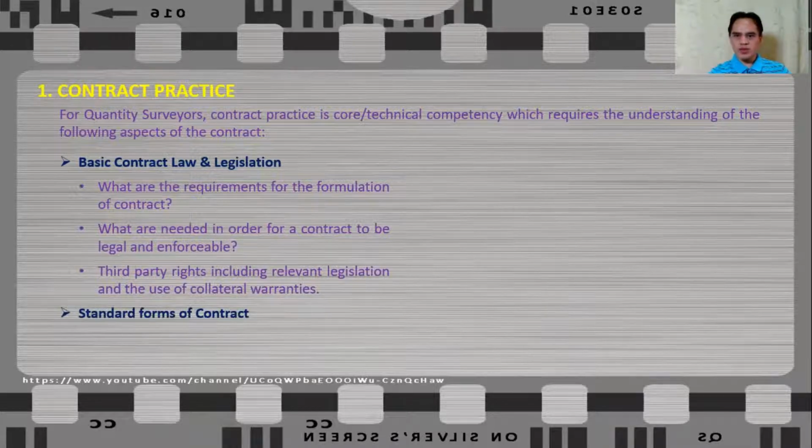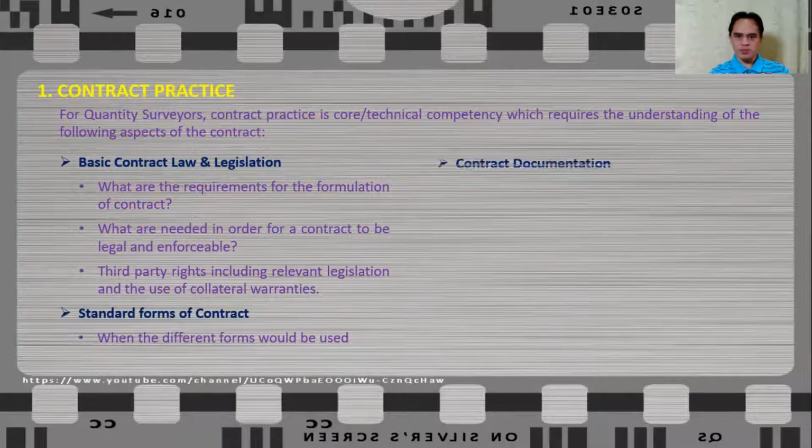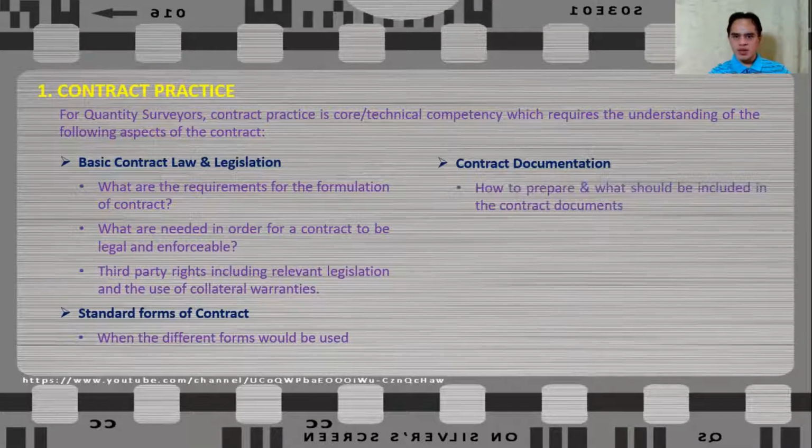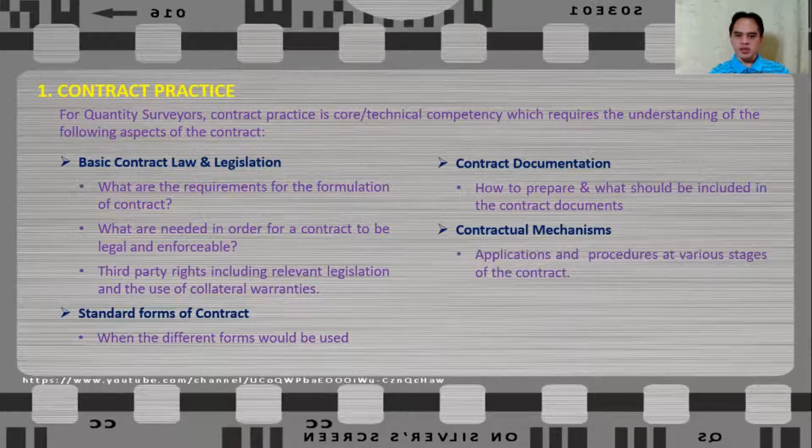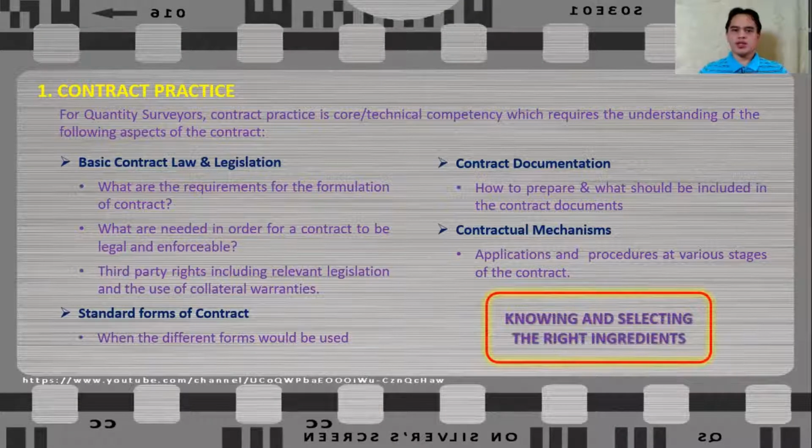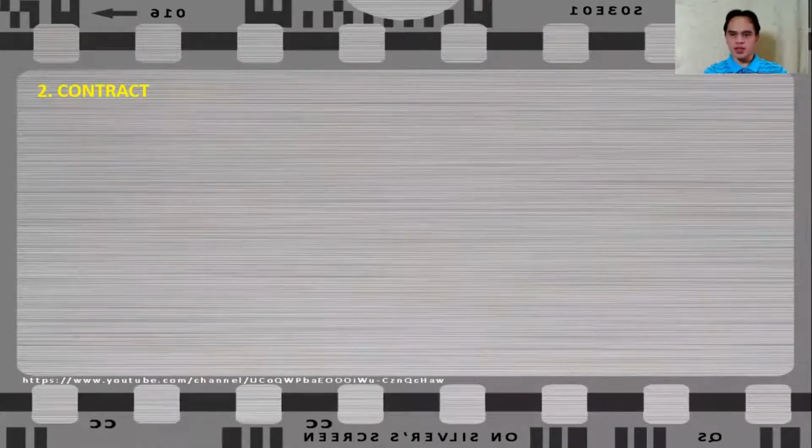Then, a quantity surveyor must also know what are the standard forms of the contract used in the construction industry, and when these different forms of contract will be used. Also, a quantity surveyor must understand contract documentation, how to prepare a contract document, and what should be included in these documents. Also, a quantity surveyor must understand the contractual mechanisms and the applications and procedures of these contractual mechanisms at the various stages of the contract. I could say that contract practice is about knowing and selecting the right ingredients in order for you to formulate your contract. Now, let us define what is a contract.